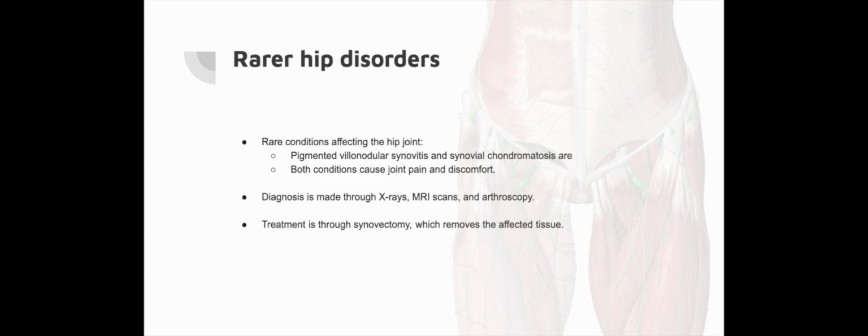Synovial chondromatosis is another rare hip condition that causes loose bodies to form in the synovium and shed into the joint. Symptoms are often nonspecific, and X-rays show loose bodies in the joint. Treatment is synovectomy of the hip joint.